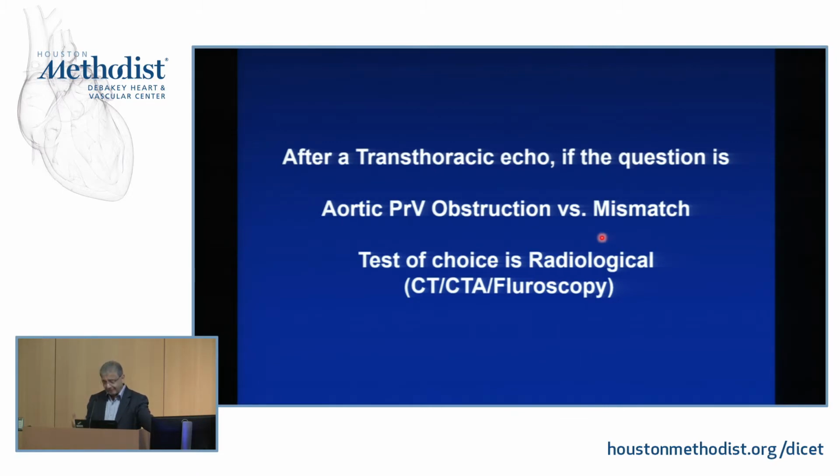So you can take it from me, with a lot of experience and expertise in this, and we have to be transparent whenever we say that. If your question is prosthesis mismatch or obstruction, do not do a TEE first, unless there is another issue that you're looking at. You have to use a radiological, and I say radiological as opposed to MRI, because with MRI, you're not going to be able to see the motion. There's going to be a lot of artifact.